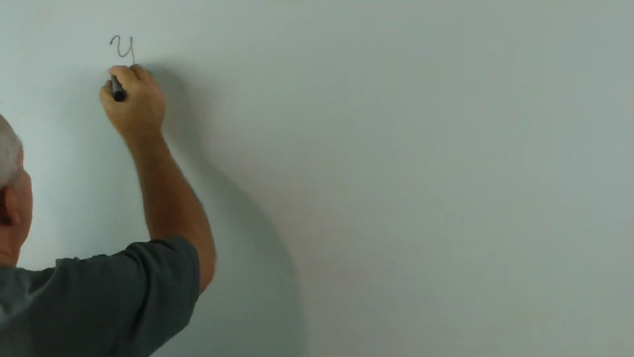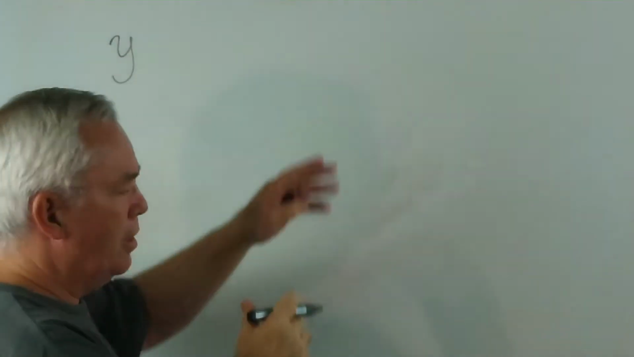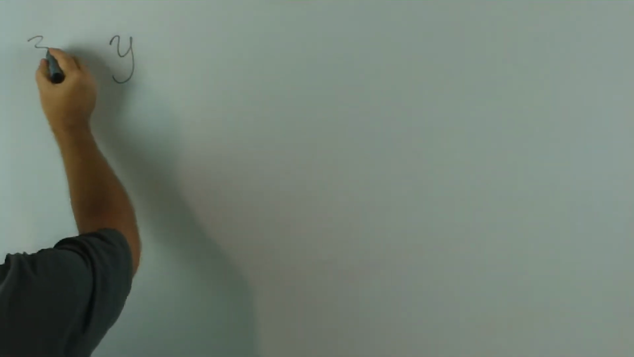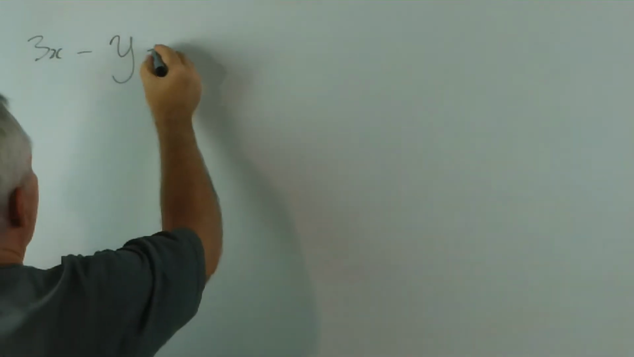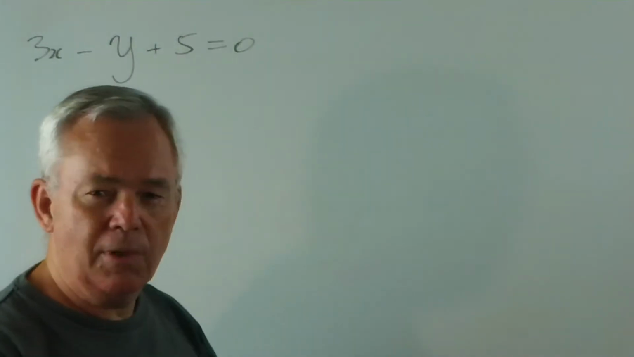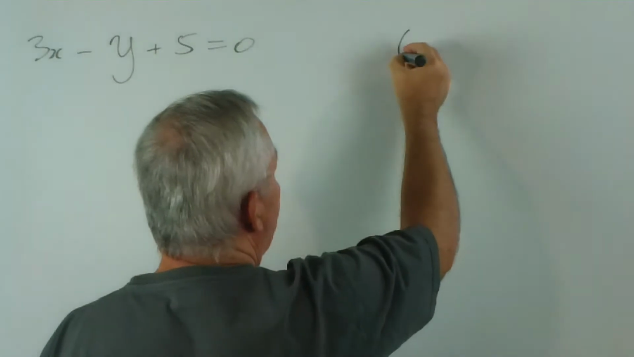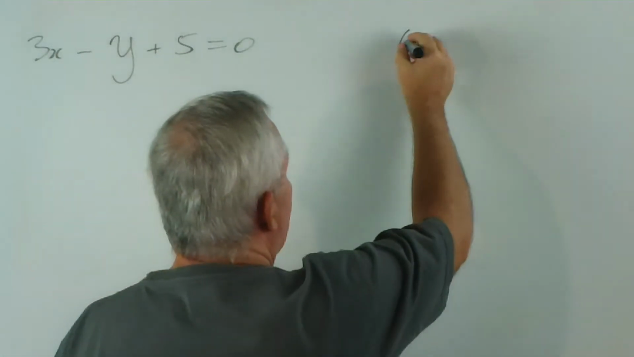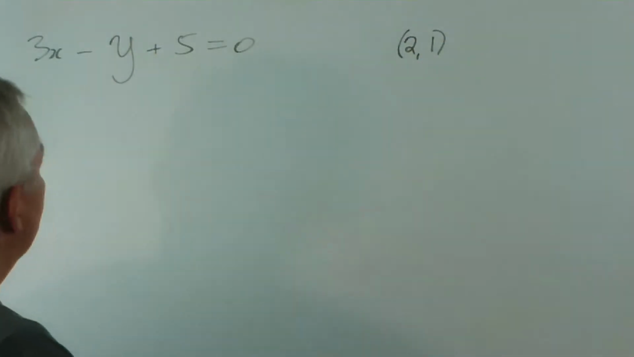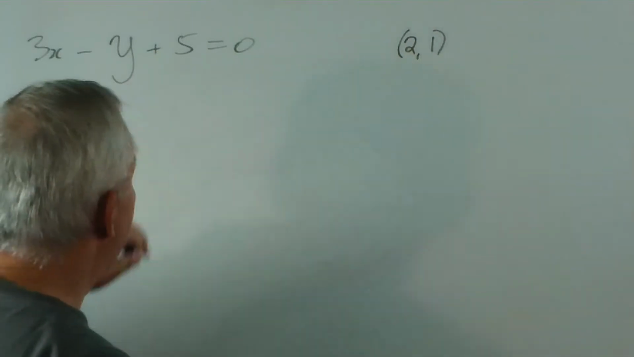We'd be given quite often an equation in gradient-intercept form or in general form. I might even make a general form. Let's say 3x minus y plus 5 is 0. And we'd be asked to find a line, for example, perpendicular to this through some point. And I'll make one up, let's say (2, 1). Now, I was just checking that it wasn't already lying on the line.